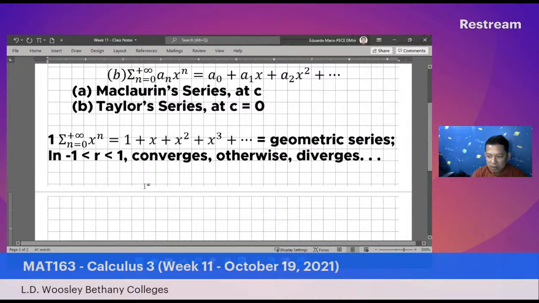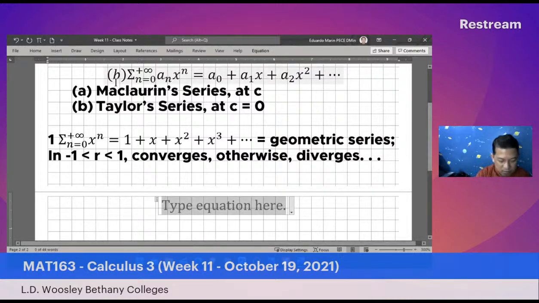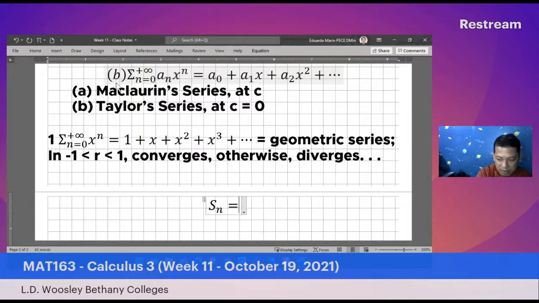All right. So basically, based on the definition of a geometric series, it follows that the sum S sub n would be equal to, if the common ratio is greater than -1 and less than 1, by the definition of geometric series, A sub 0, which is the first term, all over 1 minus r. And since your first term is equal to 1, that's the definition of a geometric series that is converging.